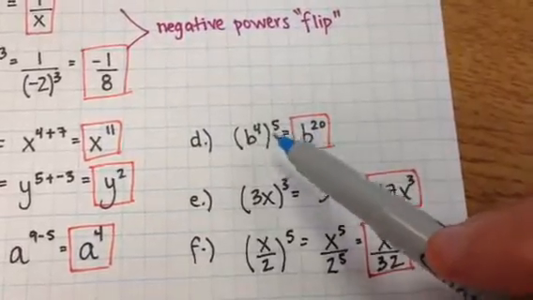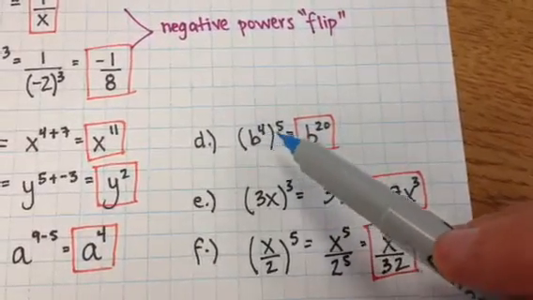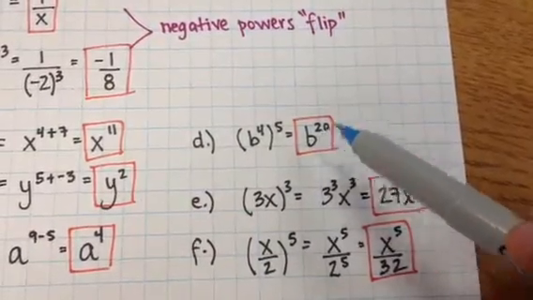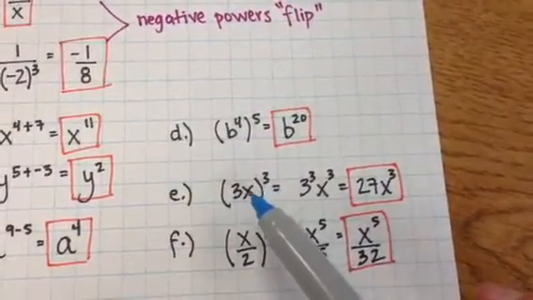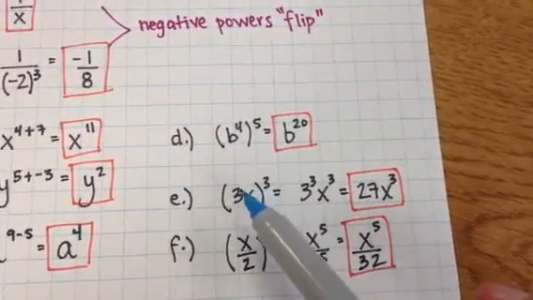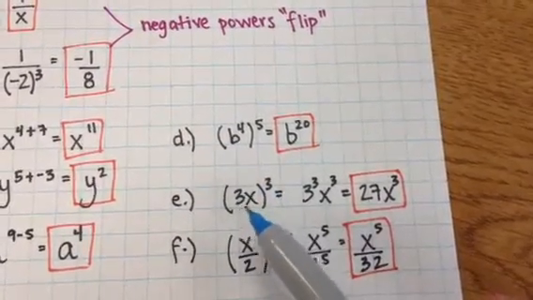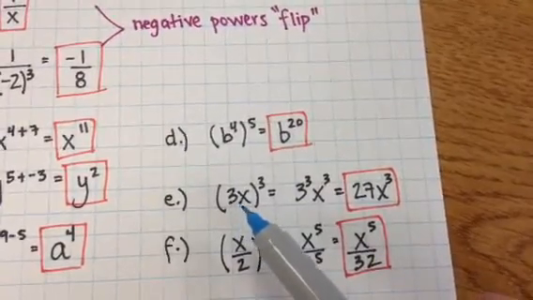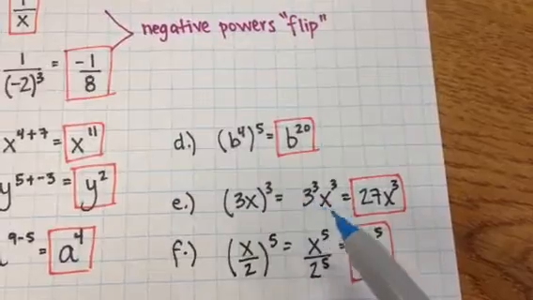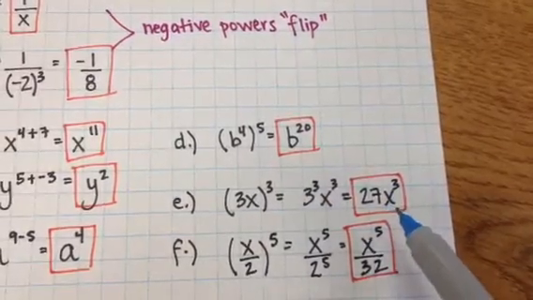If we have a power of a power, so b to the 4th raised to the 5th power, we multiply those together and get b to the 20th. Here, when we have a power of a power and there's more things in there, then we've got to distribute that power to everything in the parentheses, even the whole numbers. So 3 times x, all cubed, becomes 3 cubed x cubed. 3 cubed is 27, and x cubed stays itself.